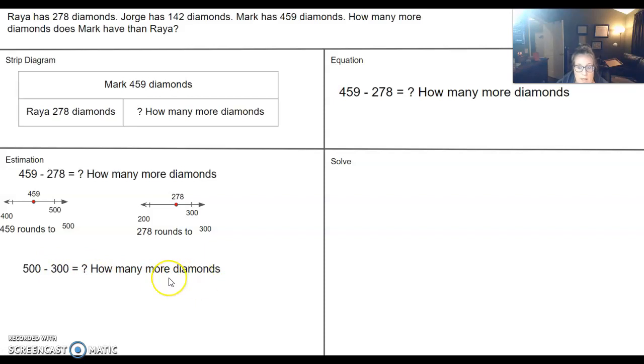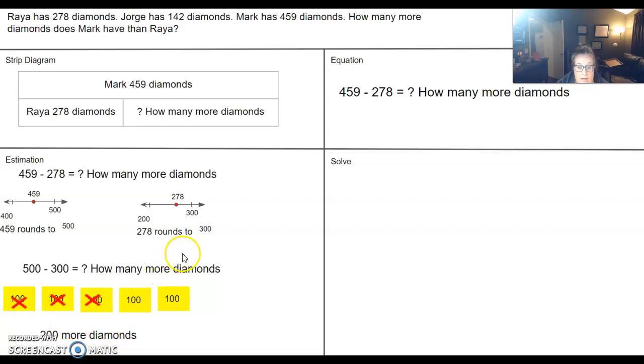So I'm going to go ahead and use my place value discs to help me. I'm going to have 500. There are my 500s: 100, 200, 300, 400, 500. And I'm going to get rid of 300. And remember, whenever we subtract, to get rid of it, we just put an X over it. So I'm going to get rid of 100, 200, 300. And I'm left with, that's right, 200. So I know my answer is going to be somewhere around 200 more diamonds.